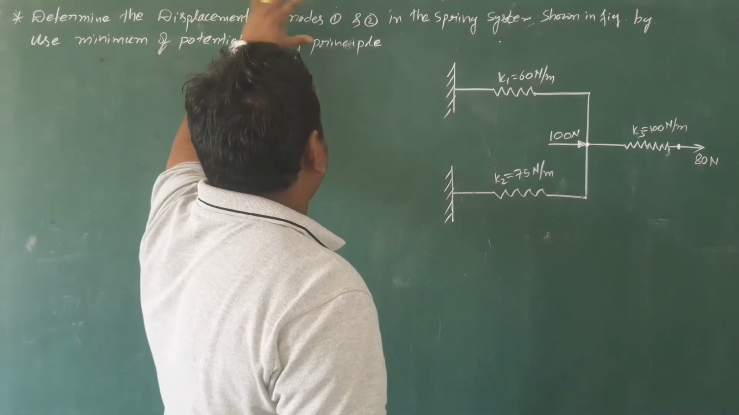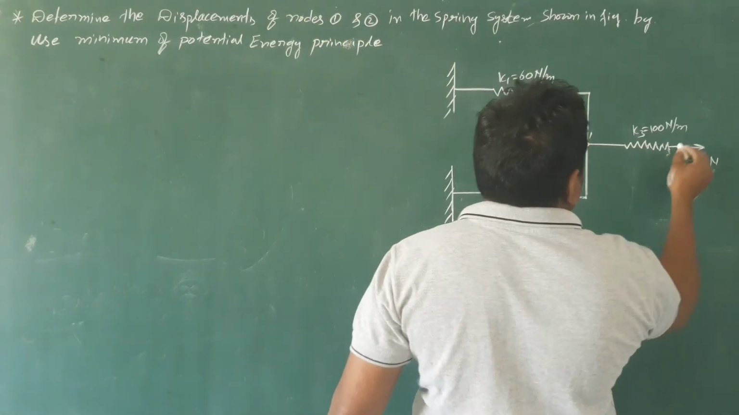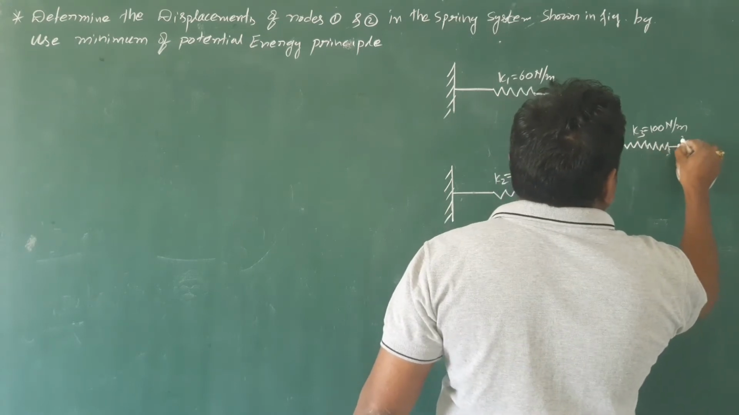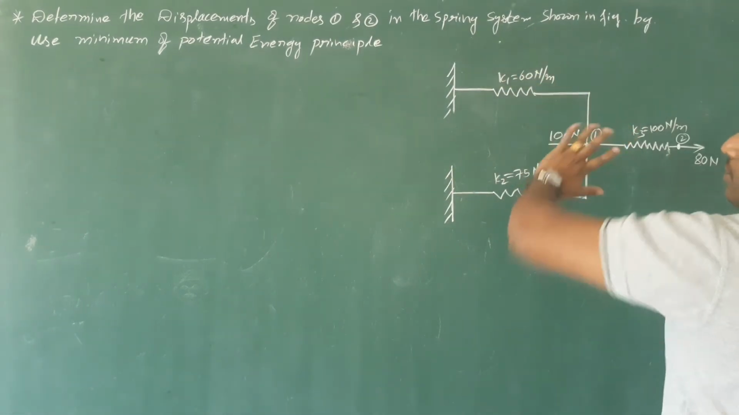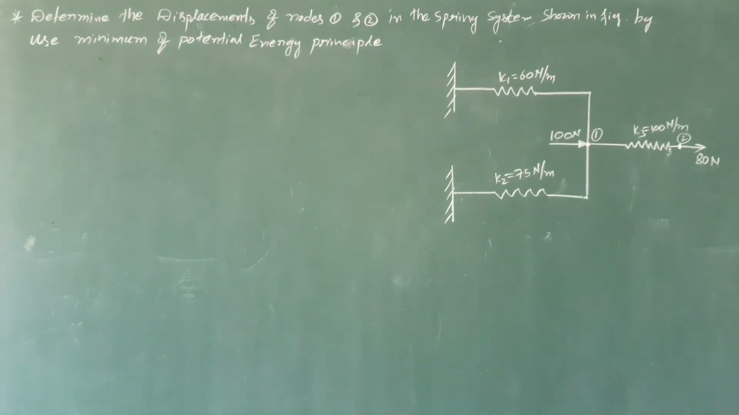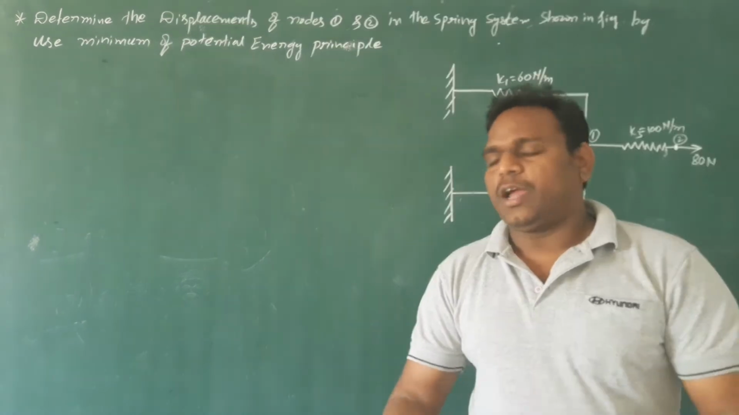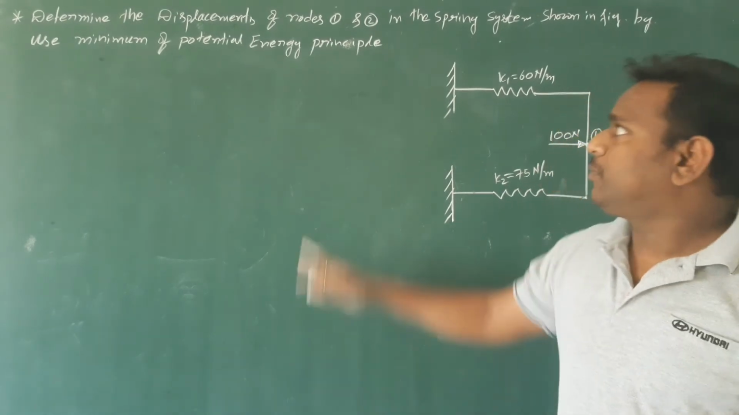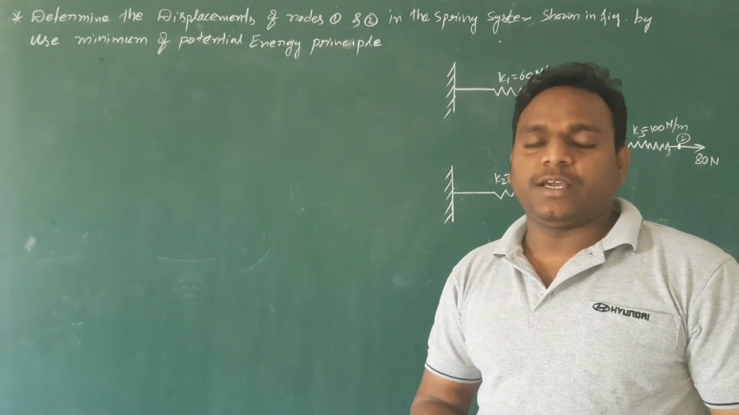We are going to determine displacement at node 1 and node 2 in the spring system as shown in the figure by using minimum potential energy principle. I have already done videos on these potential energy principles and the direct approach also.